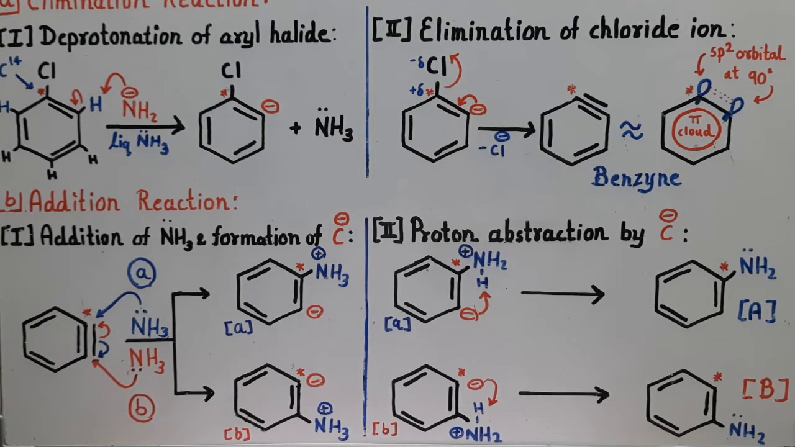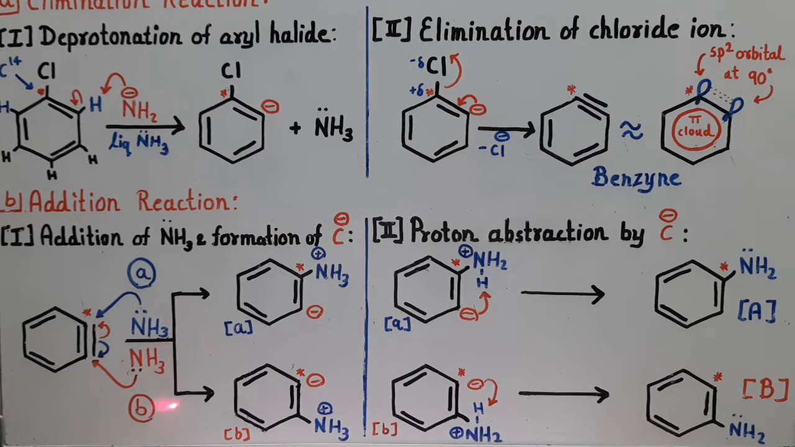If the molecule is unsymmetrical, then it is a different scenario. So there are two possible paths, A and B. So this additional bond will be broken and carbanion will be generated in both the paths. If you look at path A, that is blue colored, ammonia will attack on the labeled carbon and the triple bond will be broken, so negative charge will go on the adjacent carbon to give intermediate A.